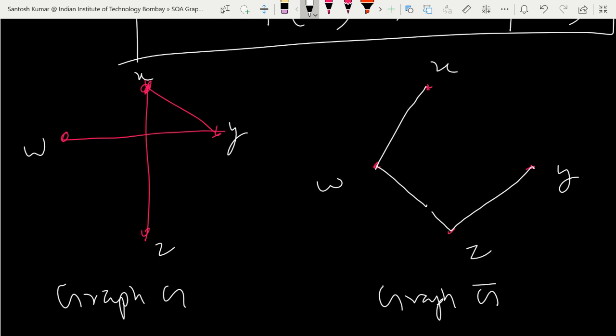Okay, this is fine. Can we say this is G complement? Yes. So XY was there, you cannot join. WY and XW there was already, so you will not join. This is the complement graph.